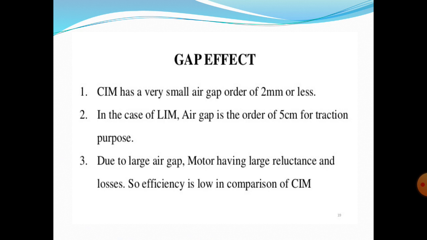Next is gap effect. Compared to a conventional induction motor, the linear induction motor has a very high air gap. A squirrel cage induction motor has a very small air gap, in the order of 2 mm or less. In case of a linear induction motor, the air gap is in the order of 5 centimeters for traction purposes. Because the air gap is very high, the efficiency is very low compared to the squirrel cage induction motor.